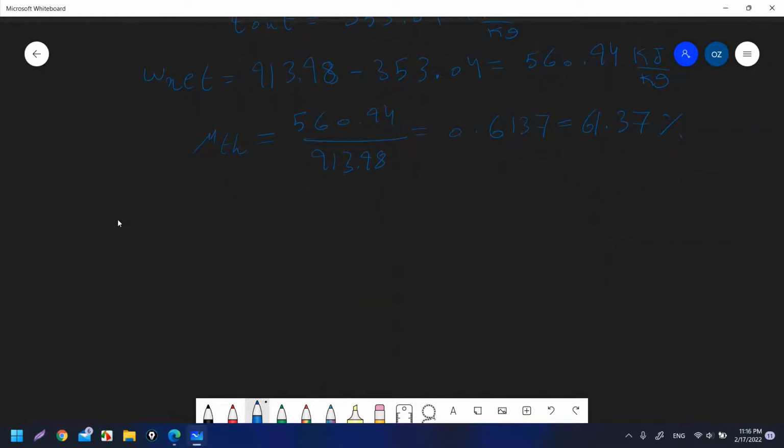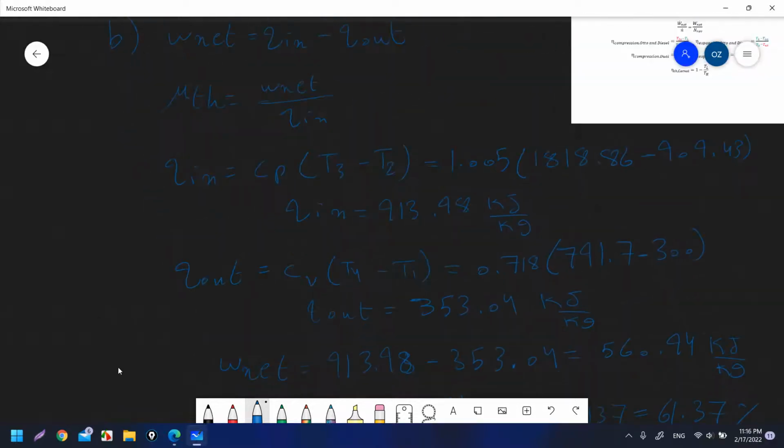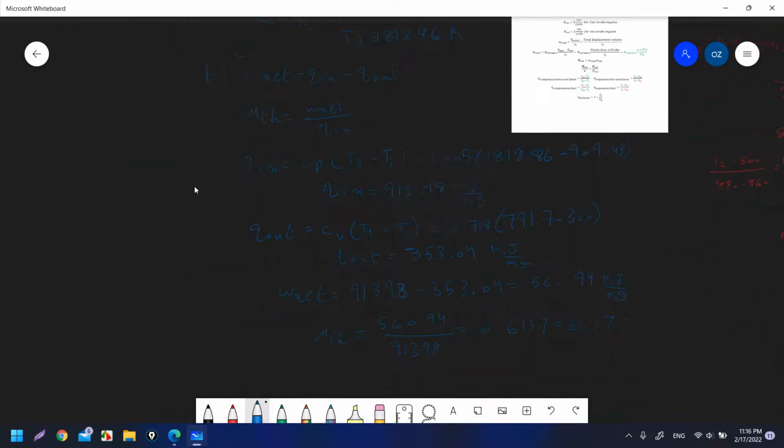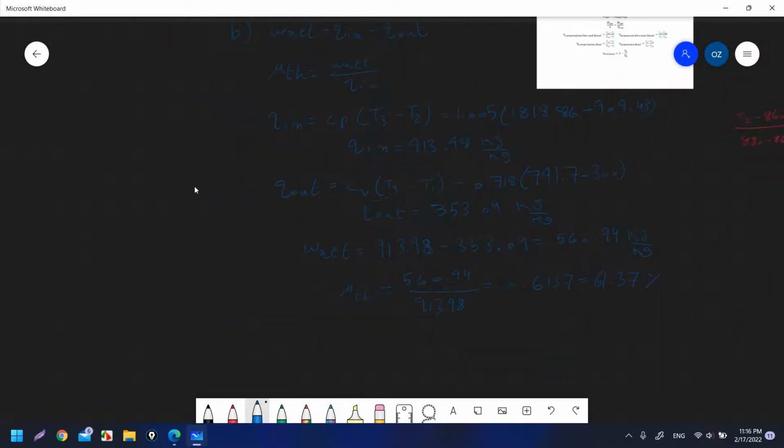For T4, did we already calculate T4 or what? Yes, we calculated T4. Okay, we didn't calculate T4 yet. I was just copying from the paper because I talked about this T4. Okay, so T4, this one we calculate from here.